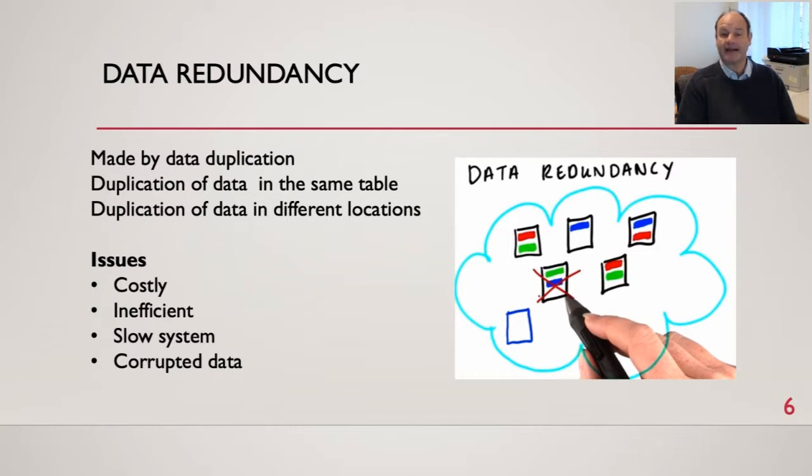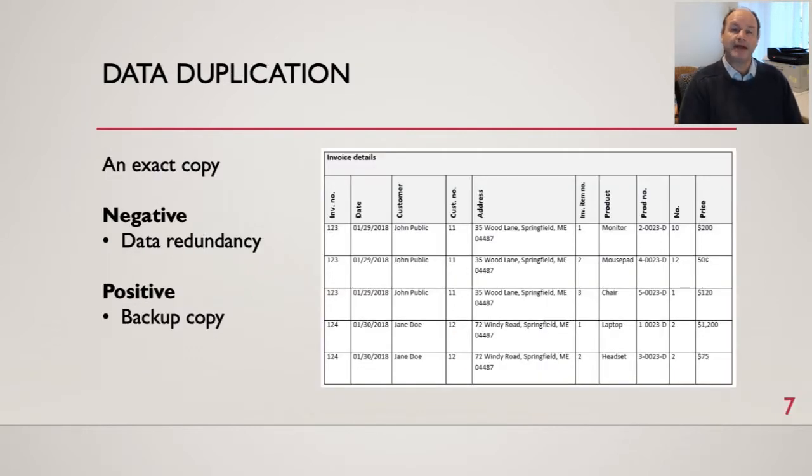Data redundancy can be costly due to increased storage and cause processing of the data to be slowed, so making the whole system inefficient and open to the possibility of having corrupted data. The hallmark of an efficient database is that data should be entered just once. Normalization is a process we will look at in a later lesson, but it is used to get rid of data redundancy.